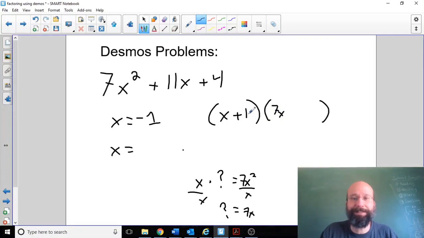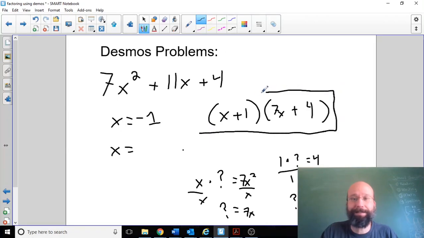We also know that this number times this last number should give us 4. So 1 times what number gives us 4? The opposite of multiplication is dividing, so we divide by 1 on both sides. We get 4, and it should be positive. So this would be our answer. And I had to do some actual math to figure that one out.